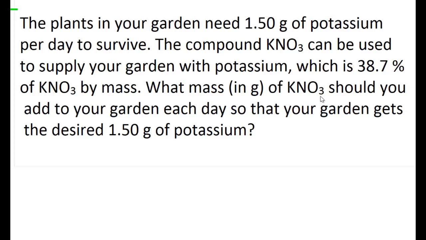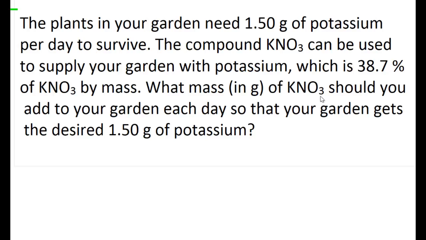So here's the problem. The plants in your garden need 1.5 grams of potassium per day to survive. The compound potassium nitrate can be used to supply your garden with potassium, which is 38.7% of potassium nitrate by mass. What mass in grams of potassium nitrate should you add to your garden each day so that your garden gets the desired 1.50 grams of potassium?